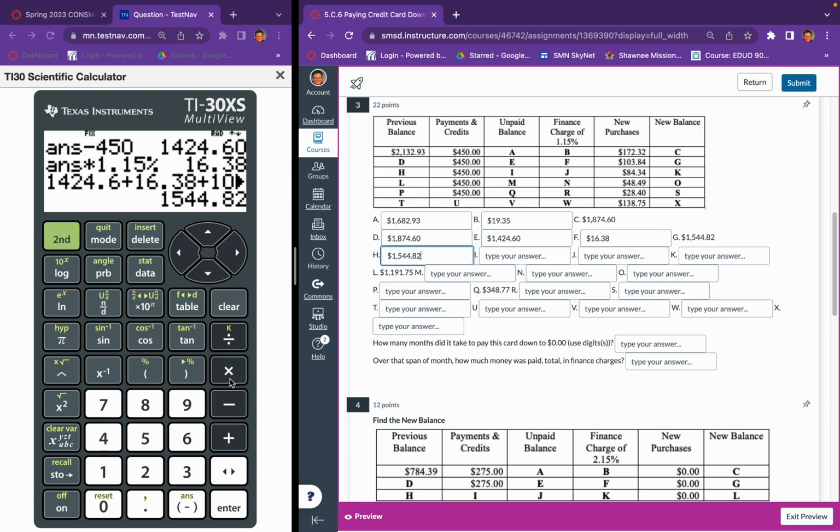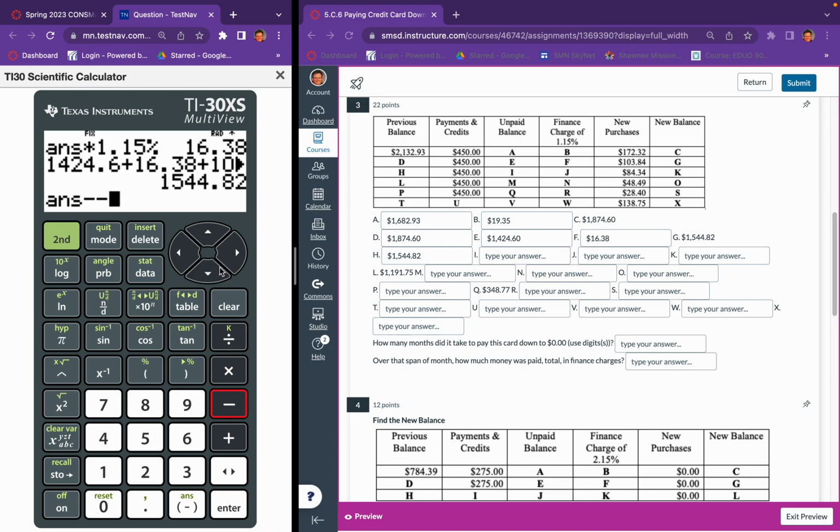We're going to make a payment of $450. We make a payment, $450, and now we owe $1,094.82. So this is our current balance. After we make our payment, that's what we still owe. Because we still owe that amount of money, we're going to need to multiply it by this percentage. So we're going to go times 1.15%.